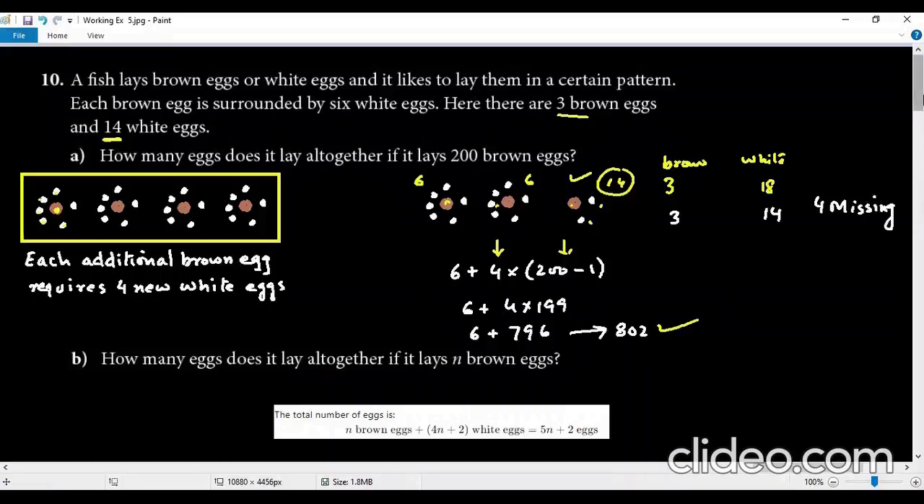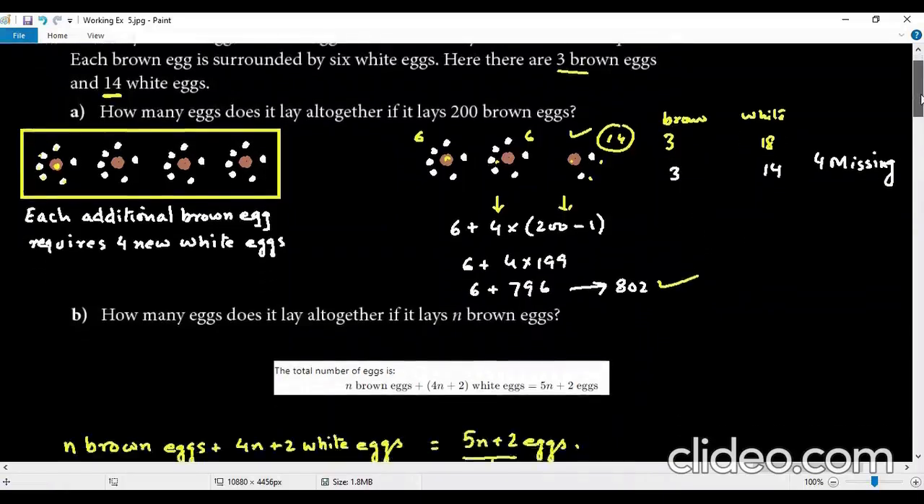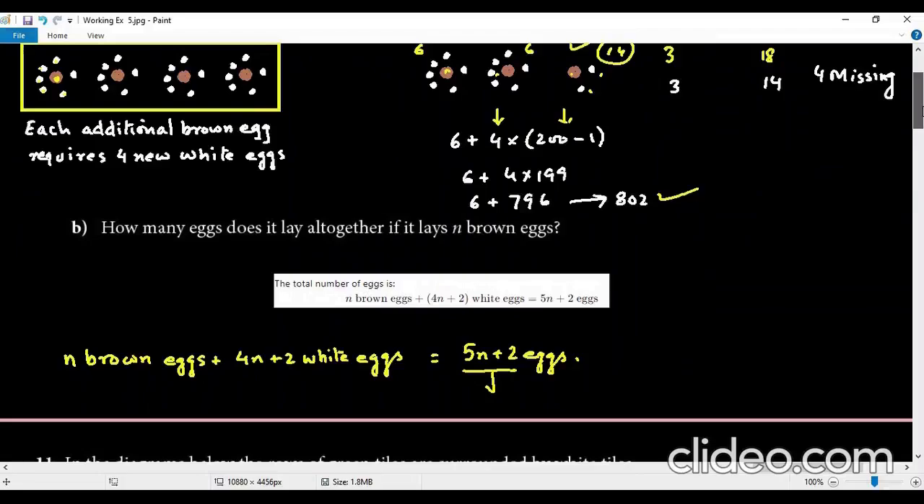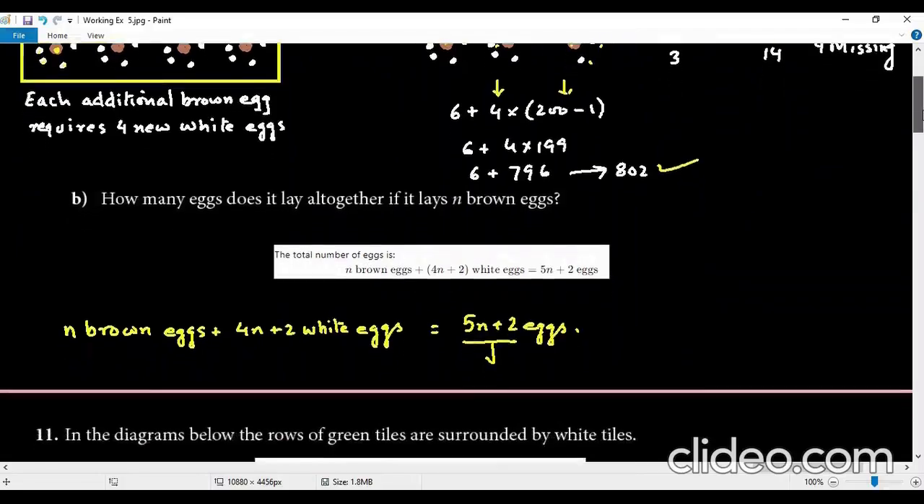Now, how many eggs does it lay altogether if it lays n number of brown eggs? So we know very well according to the given condition, n brown eggs plus 4n plus 2 white eggs. This is the condition for white eggs. Okay, equals 5n plus 2 eggs. This is the number of eggs it's going to lay when n number of brown eggs are there.